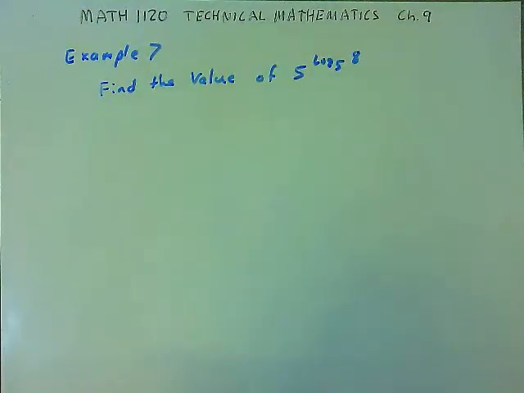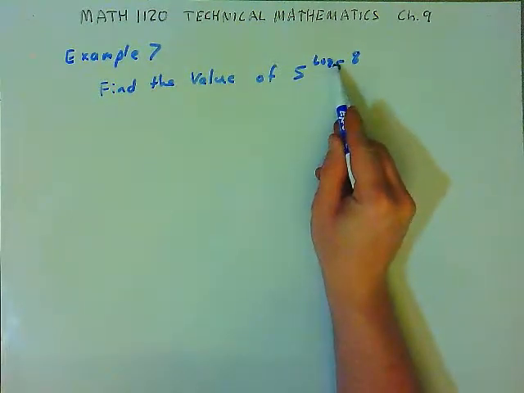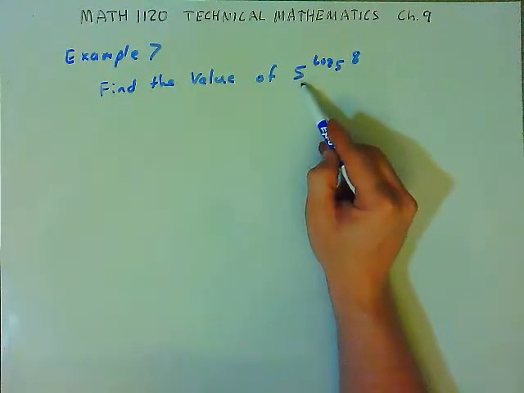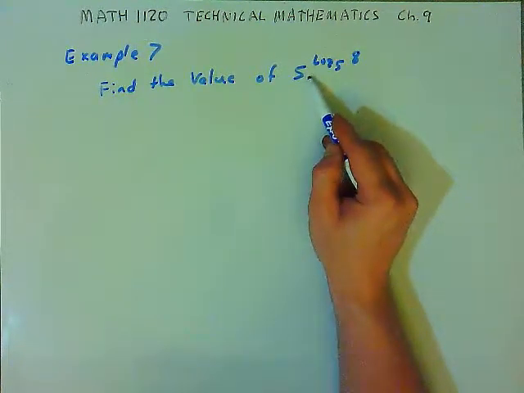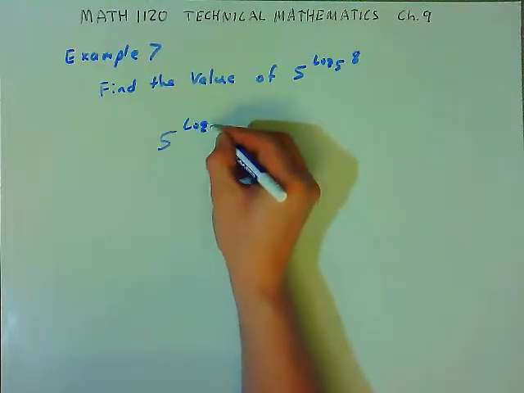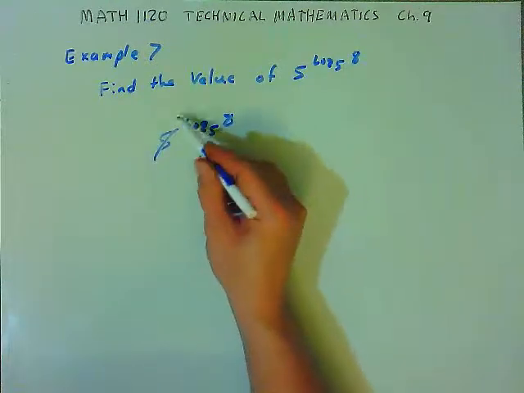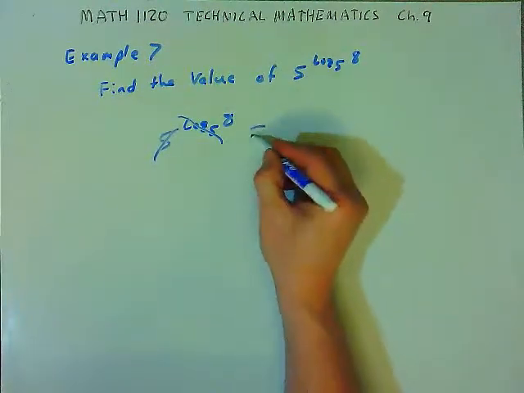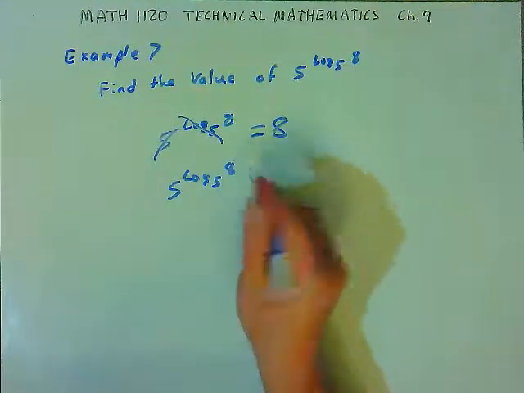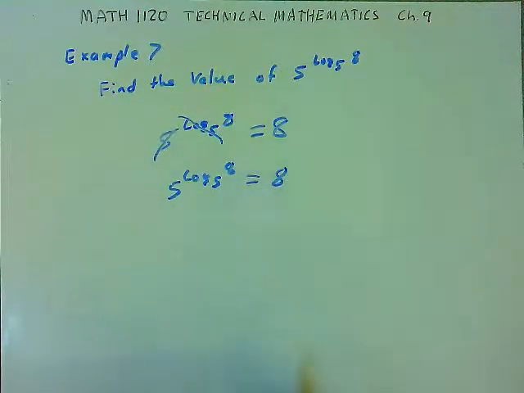This is example 7. It says find the value of 5 to the power of log base 5 of 8. And so one of the properties we had said that if we have a number being raised to a power, and the power has a logarithm in it, and the base of that logarithm is the same as the base that we're raising to that power, that they cancel. And so for 5 to the power of log base 5 of 8, the 5 and the log base 5 cancel, and we're left with 8. And so 5 to the log base 5 of 8 power is just equal to 8. They just simply cancel.